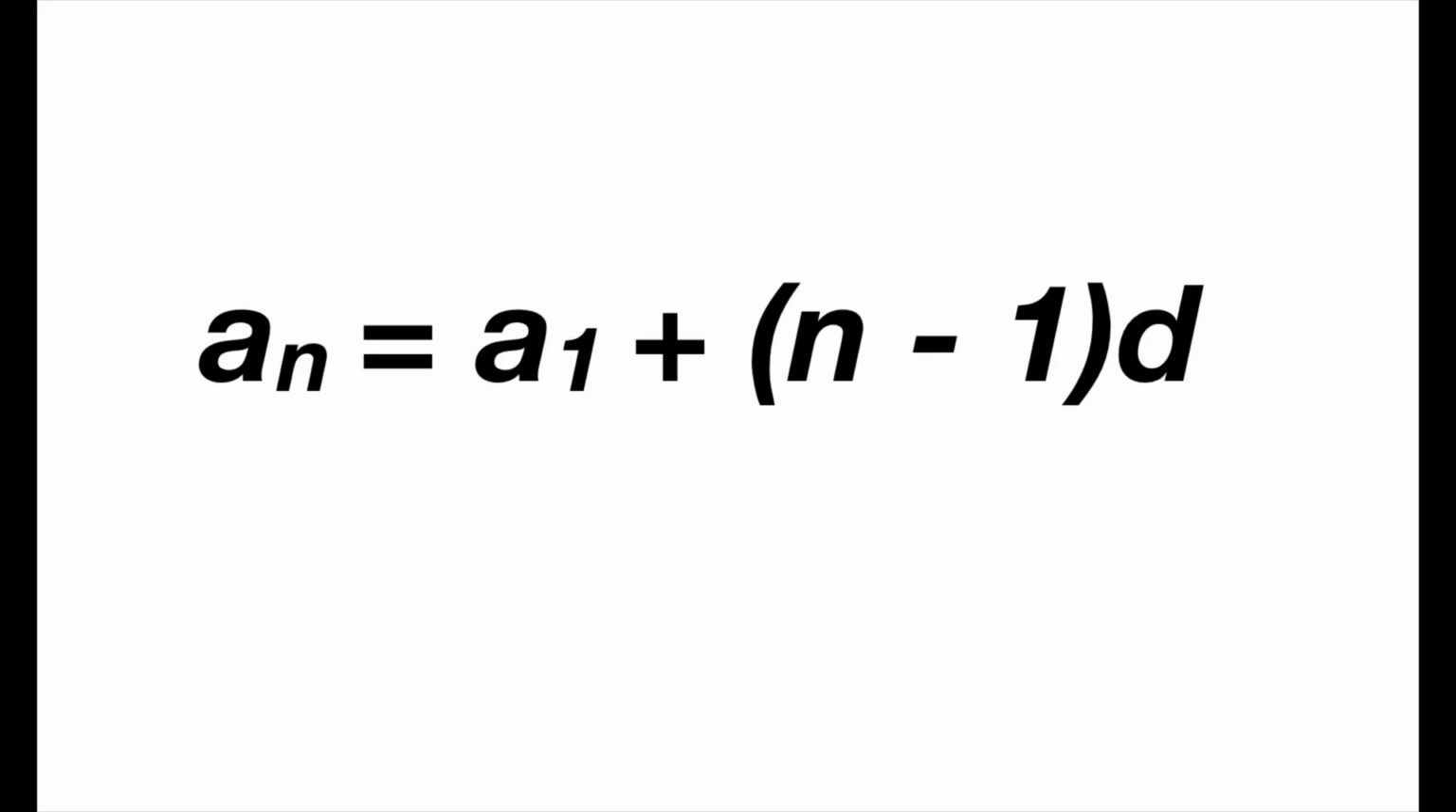A sub n is the nth term that you're trying to find. It could be the 24th term or the 50th term. If it is the 24th term, then you're going to use a sub 24. If it's the 50th term, then you're going to use a sub 50. And a sub 1 is always the first term. You will also have n in the parentheses because it's n minus 1, and that n is simply the index of the desired term.